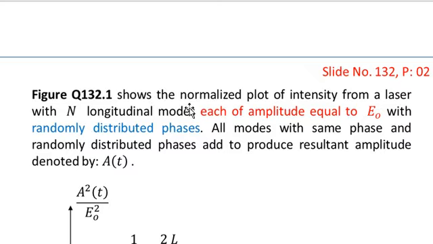Figure 1 shows the normalized plot of intensity from a laser with n longitudinal modes, each of amplitude equal to E naught, with randomly distributed phases. All modes with the same phase and randomly distributed phases add to produce the resultant amplitude, denoted by A of t. So let me show you first figure 1.